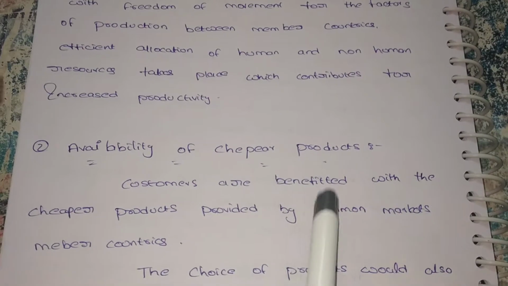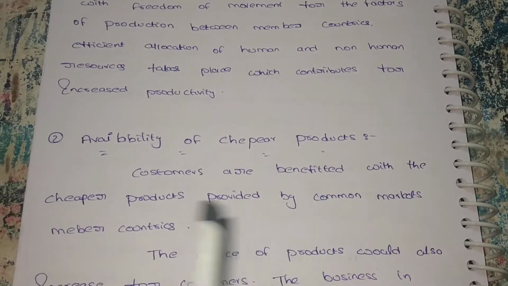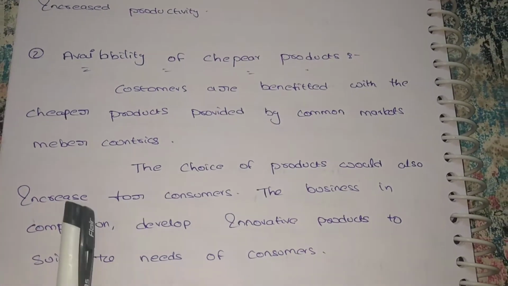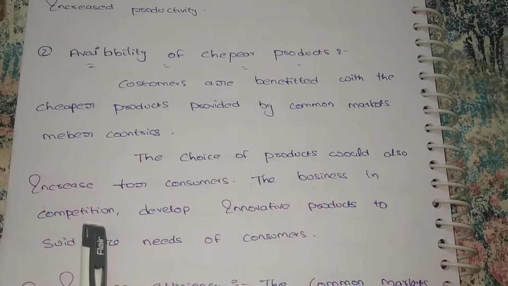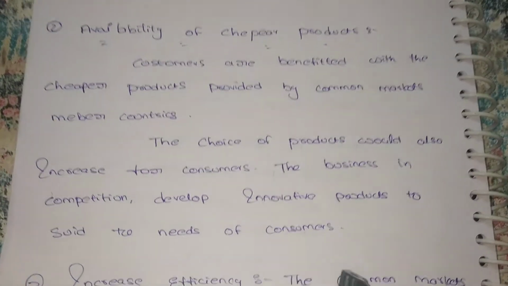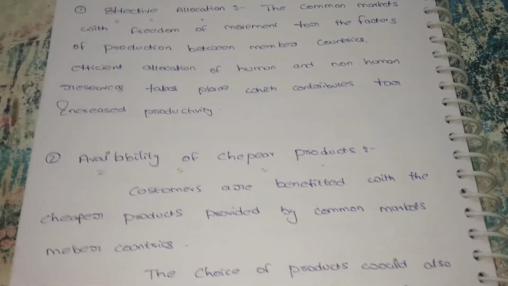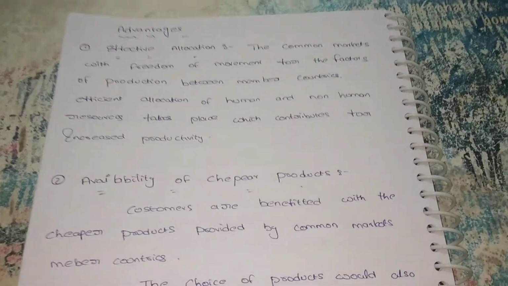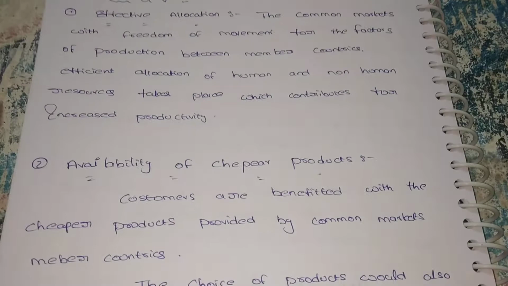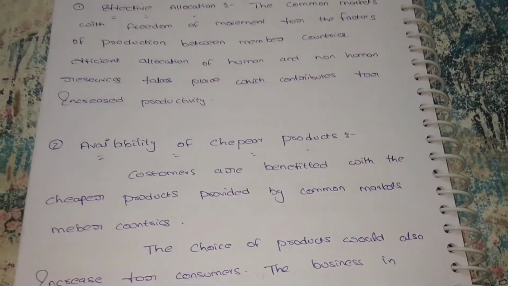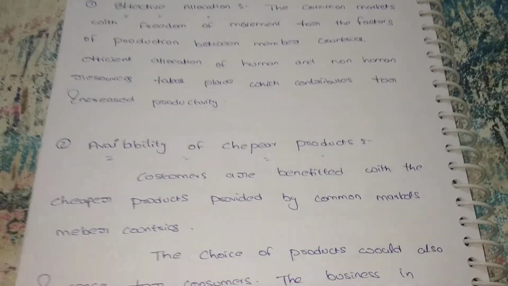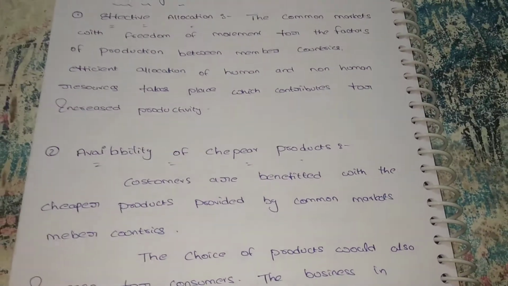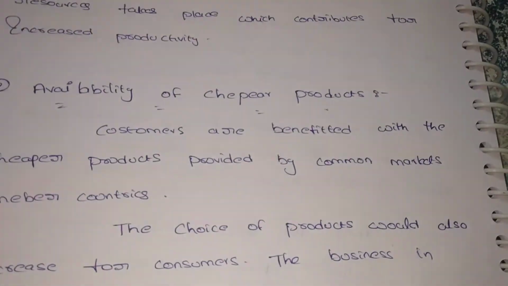Next, availability of cheaper products. Customers benefit from the cheaper products provided by the common market member countries. The choices of products would also increase for the consumer. Businesses in competition develop innovative products to suit the needs of the customer. It means based on our customers' wants and tastes, there are different types of products, different substitutes for a single product. Based on consumers' income, they can prefer which good they want. So based on consumers' taste and preferences, the member countries want to create and innovate new products. For that reason productivity increases, and the innovation capacity also increases.